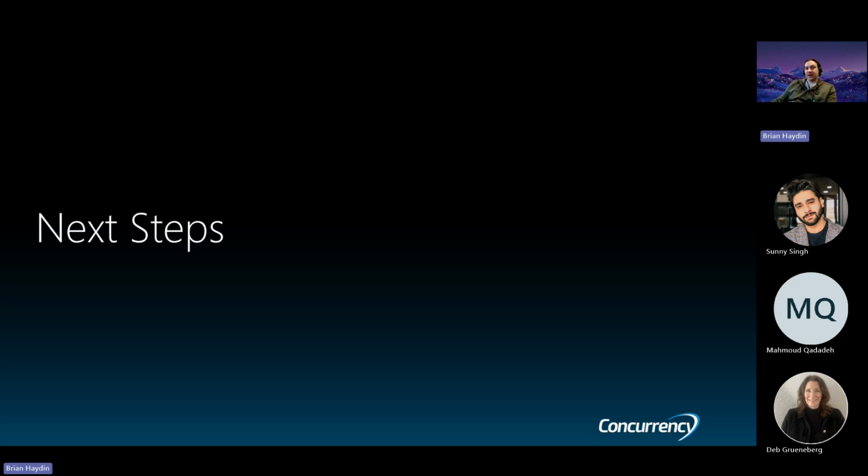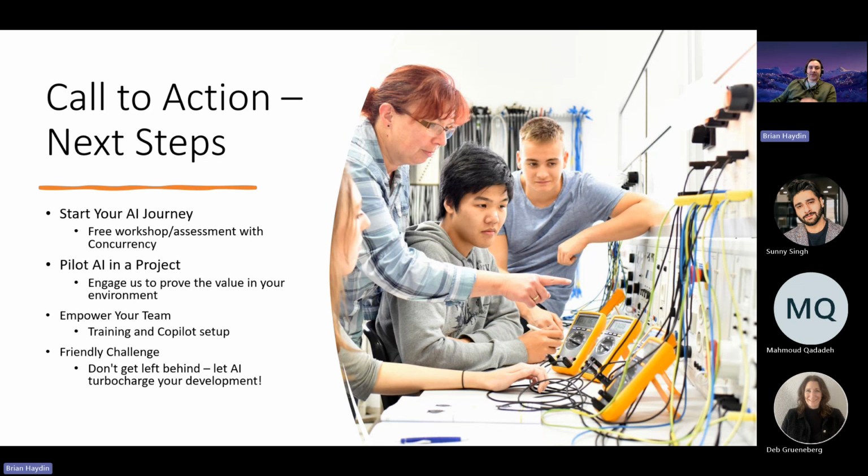But let's talk a little bit about how Concurrency can help you. What are some of the next steps? Let's take some of these steps together. Concurrency is offering free workshops and assessments. We can come in and do some ideation with you and take a look at what you're currently using AI for today, so reach out to us if you want to take that next step. If you have an idea where you want to pilot some AI workloads, or just wonder how you're going to do this, Concurrency has experience and depth that can help you there.